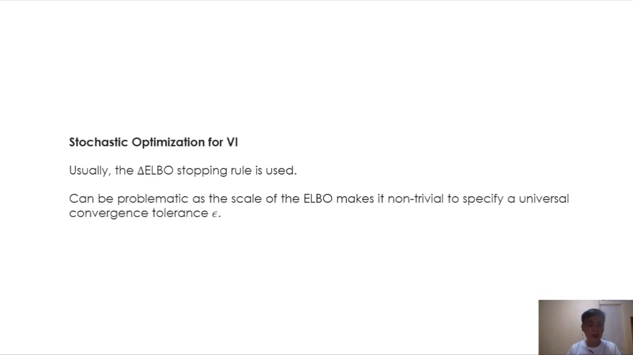And usually we do this by using the delta ELBO stopping rule. However, using this stopping rule can still be problematic, as the scale of the ELBO makes it non-trivial to specify a universal convergence tolerance epsilon. Sometimes the objective estimates are too noisy, so this results in the stopping rule never triggering. Sometimes epsilon is also too large, and this makes our stopping rule trigger at an earlier time.